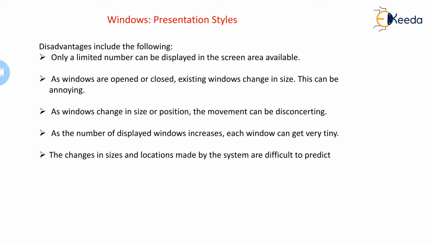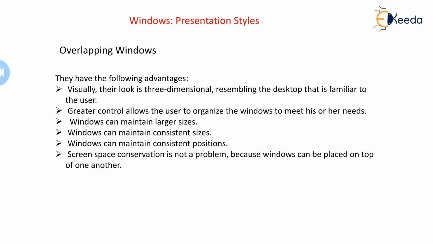The changes in size and location made by the system are difficult to predict. The size of the screen is fixed, and how many windows can appear depends upon the size of the screen. You may not lose the information, but finding the window you need can be jumbling, wondering which window will come first. It's quite annoying.